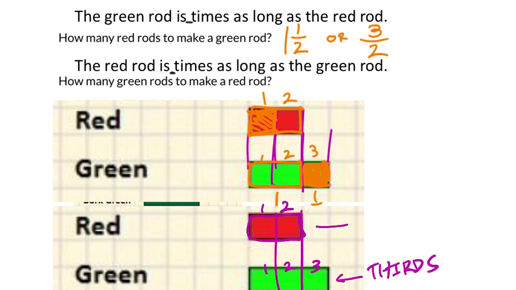And the red is showing 2 of the thirds. So that would be 2/3. So how many green rods to make a red rod? Again, it's not even a full green rod, it's 2/3 of that green rod. So since it's a proper fraction, there's no need to show it in two different forms. Improper fractions can be shown as mixed numbers, but proper fractions just stay as they are.